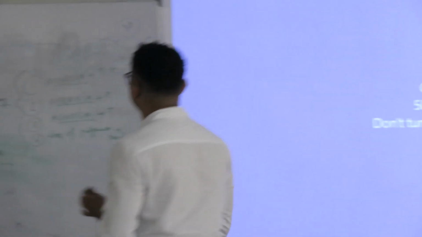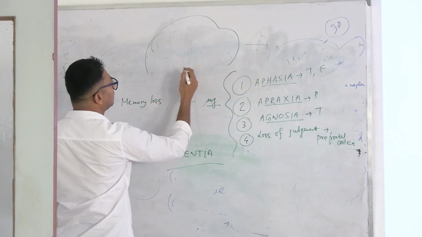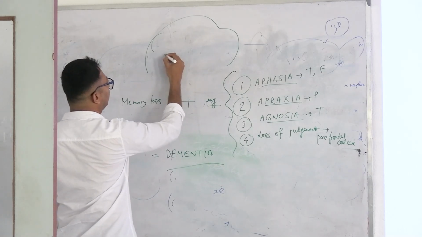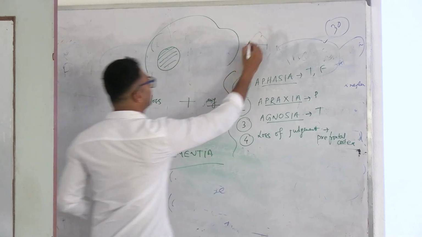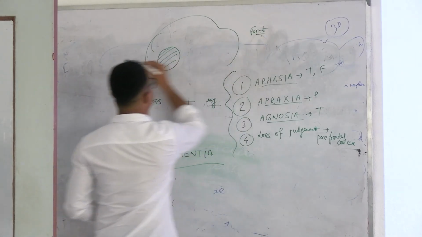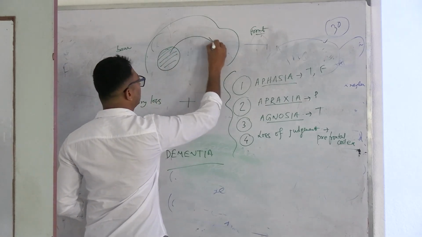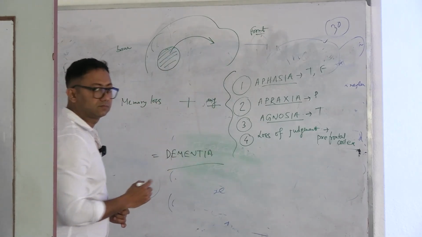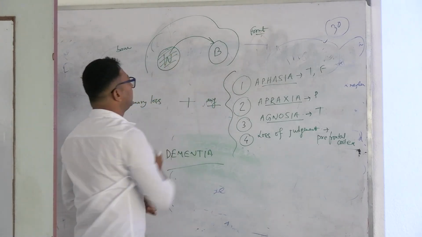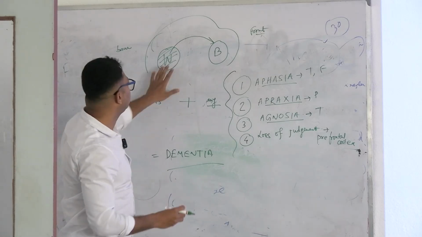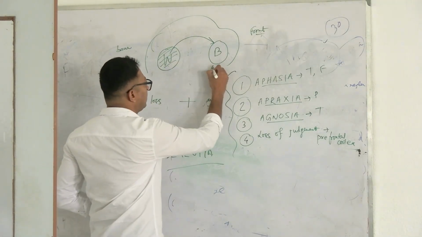So here is the thing. You listen over here. This is Wernicke's area. This is the front side, this is the back side. Now here is a fasciculus called arcuate fasciculus, and this is Broca's area. This is Wernicke's area. So Wernicke's area is in the temporal lobe, Broca's area in the frontal lobe. Remember this.